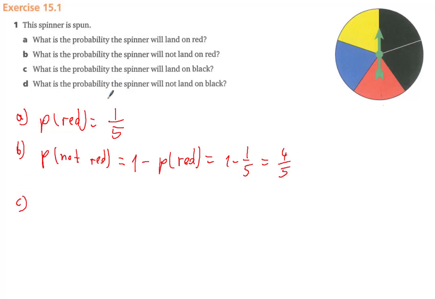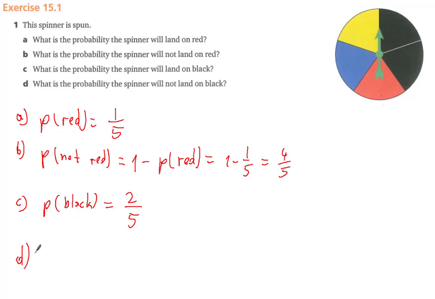Exercise C. What is the probability the spinner will land on black? The probability that the spinner will land on black. We have two black parts, this and this. So it will be 2 over, we have 5 parts in total, so 2 over 5.